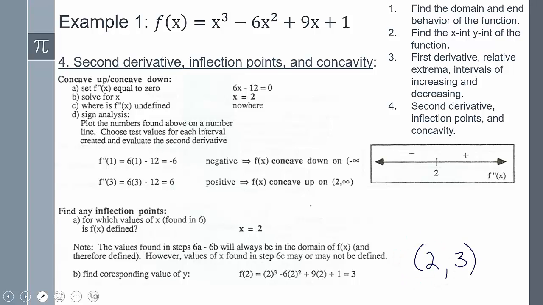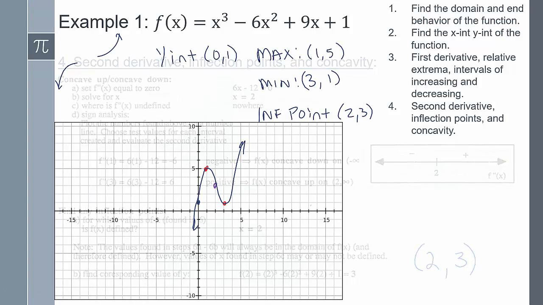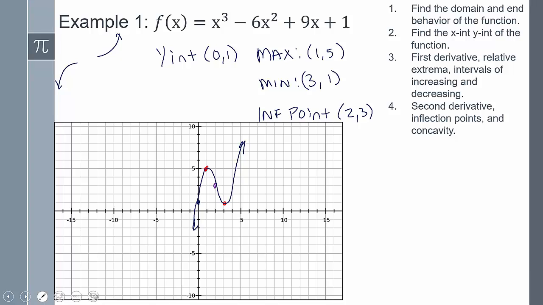So that is enough information. Now I can put everything together and sketch my graph. So my end behavior needs to follow this. My y-intercept is (0, 1), so I can put the dot there. My relative maximum is (1, 5). So at (1, 5) I have a relative max. Relative minimum, I have it at (3, 1), so I can put a dot right there.